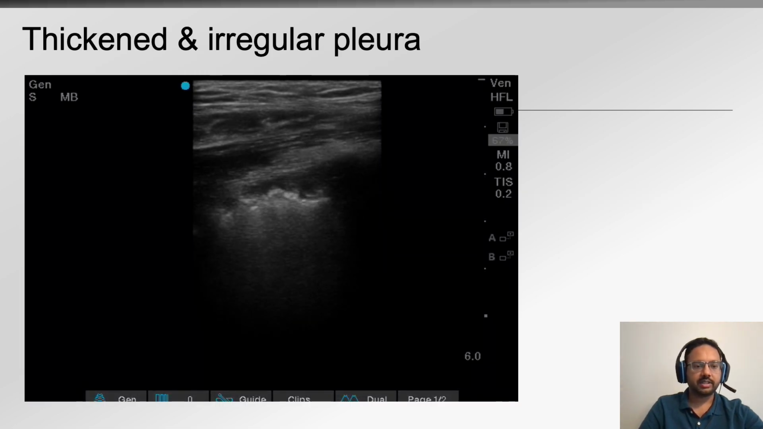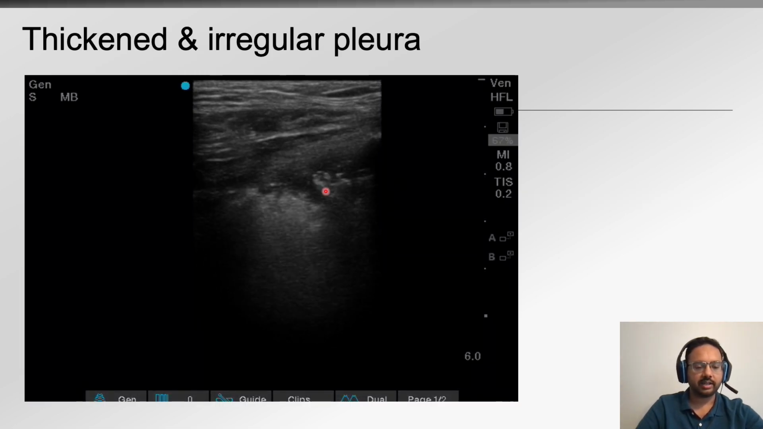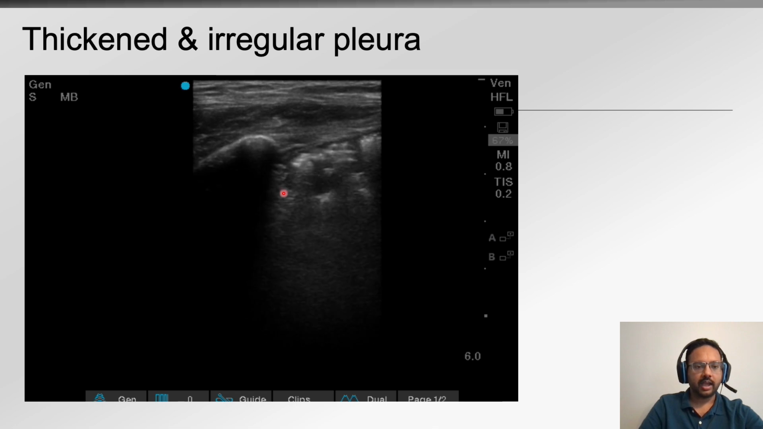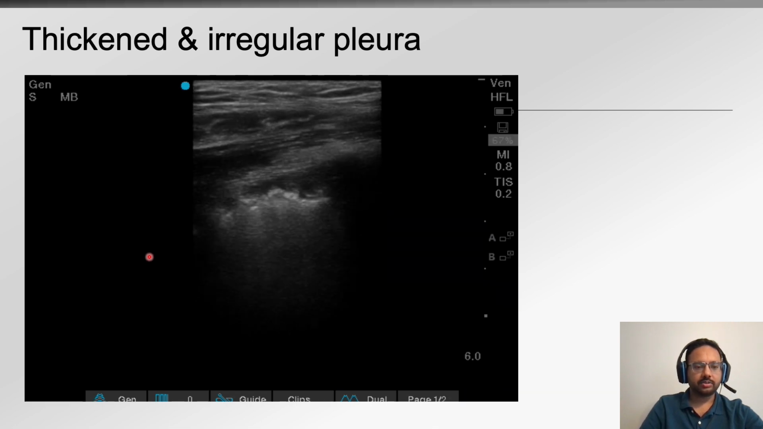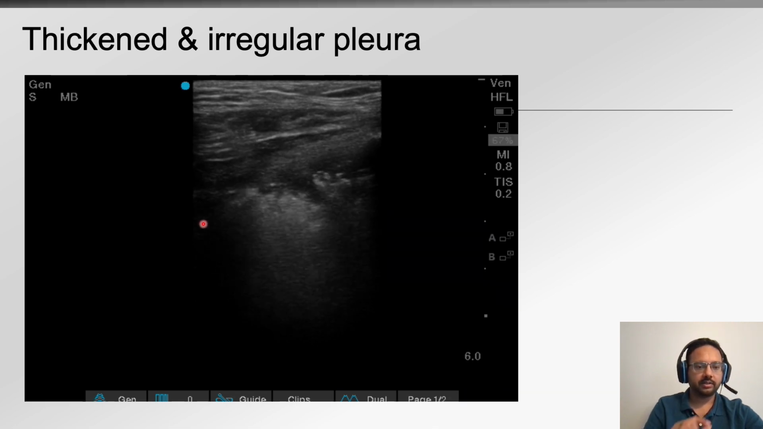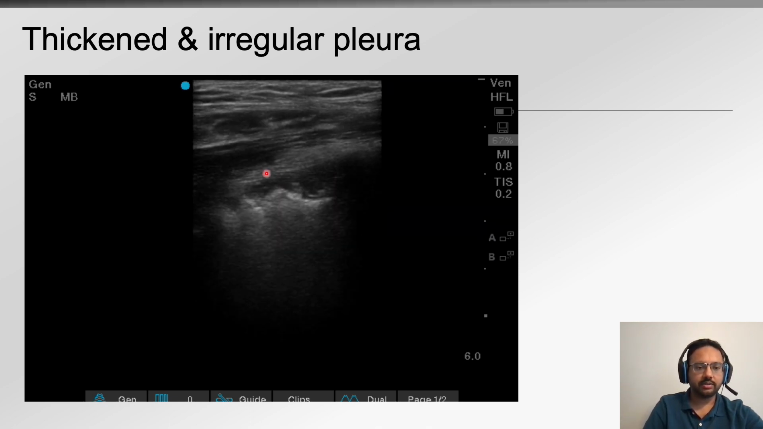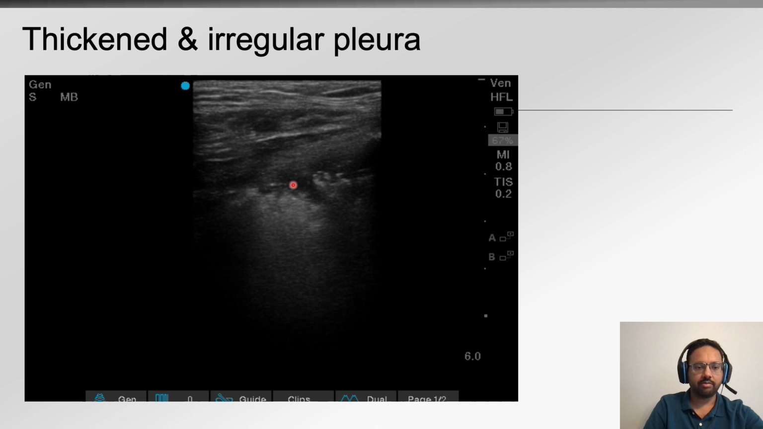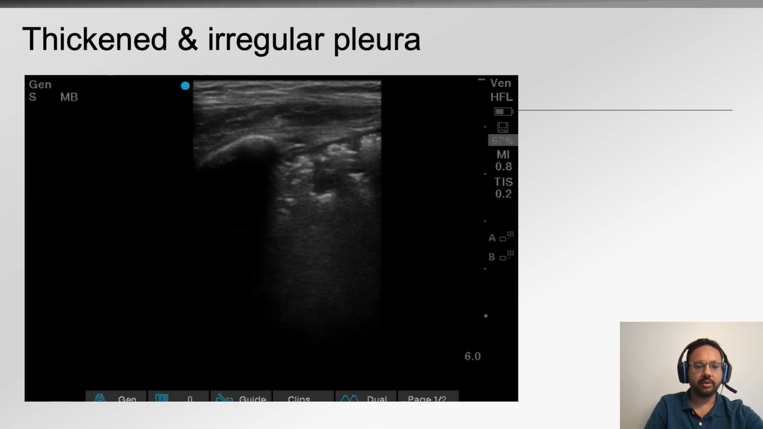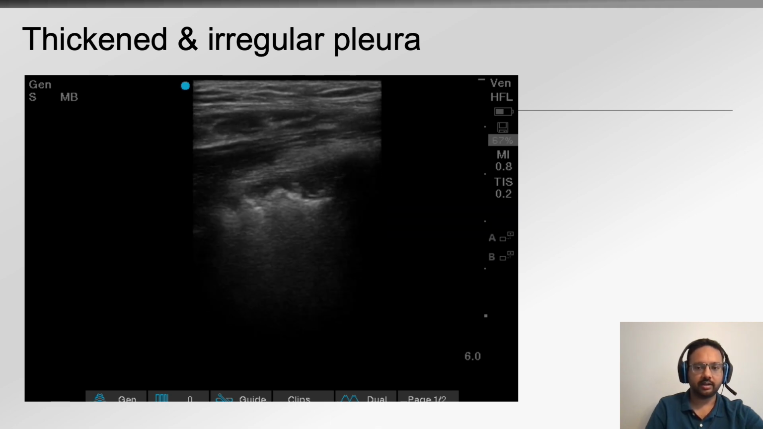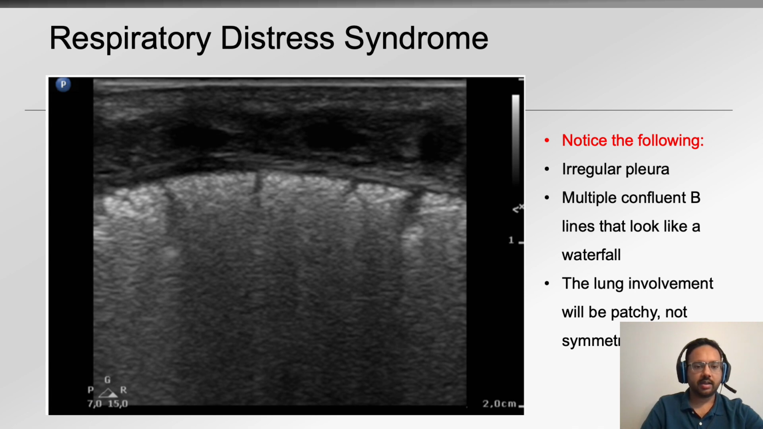The first picture that I have for you is that of a thickened and irregular pleura. As you can see, in the first part of the clip, you see a nice fine pleura. And then in the later part, you see this jagged, rough, crusty looking pleura, which is your thickened and irregular pleura.